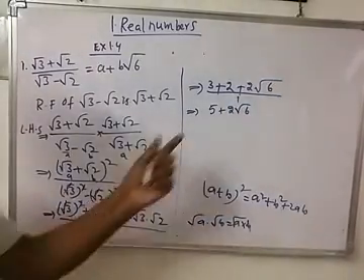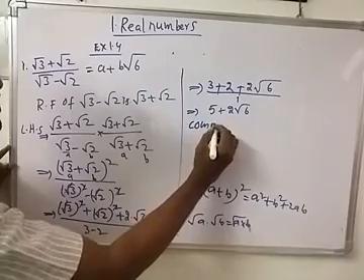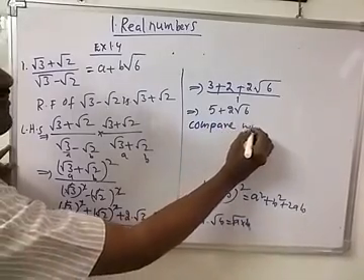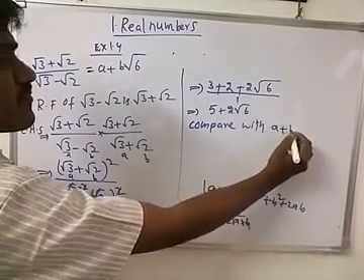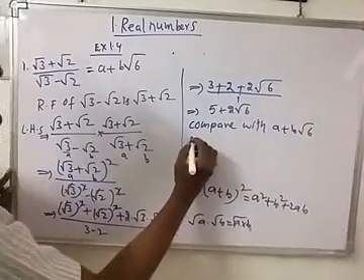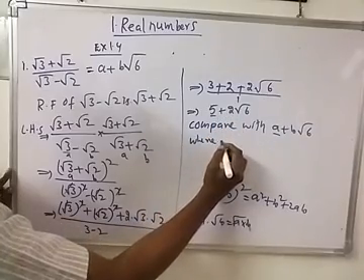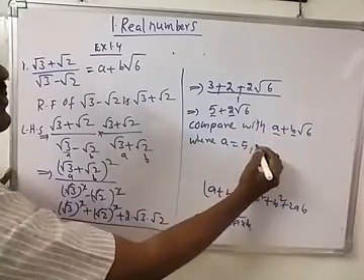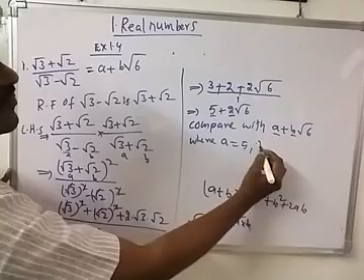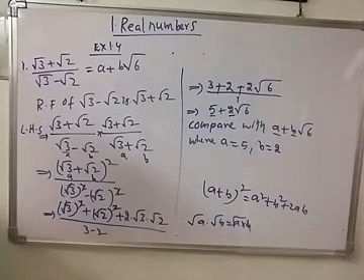Okay, right. So we compare this with a plus b square root 6. Now what is a? a is equal to 5. What is b? In the place of b is 2. Therefore, a equals 5 and b equals 2.